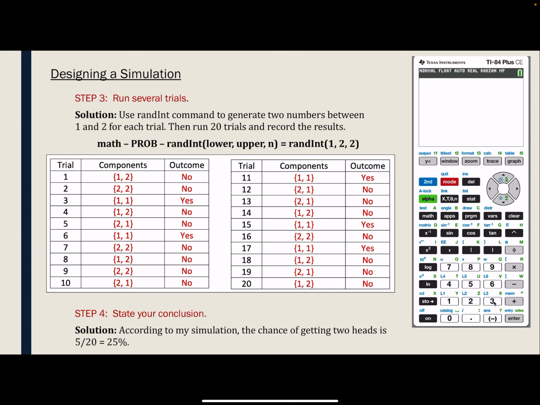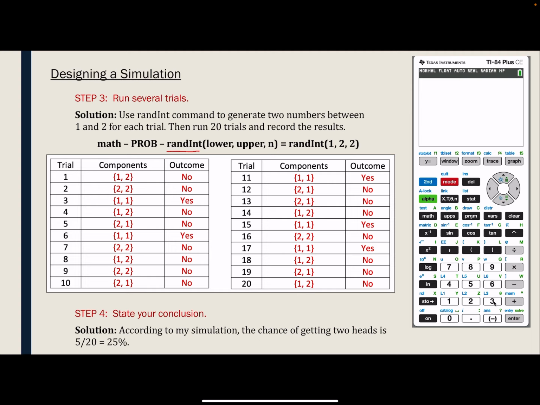So now I'm going to take that setup and I'm going to run 20 trials. So I'm going to show you how to generate the pseudo-random numbers in your calculator and fill out this table. So notice I have 20 trials here. For each trial, again, I'm going to generate 2 numbers between 1 and 2. To do this with a calculator, we're going to use the randint command. This means random integer. We'll always use whole numbers actually, but we're still going to use the randint command.